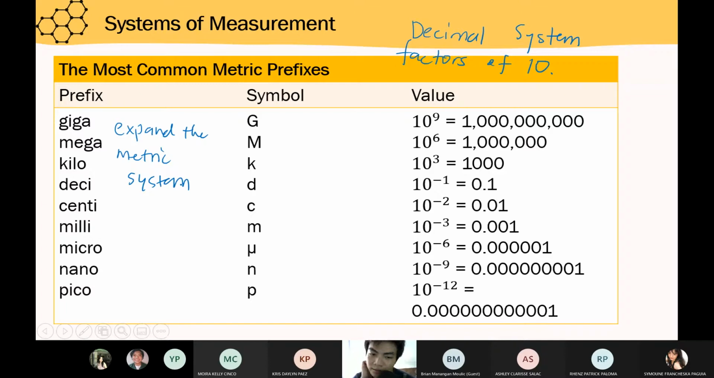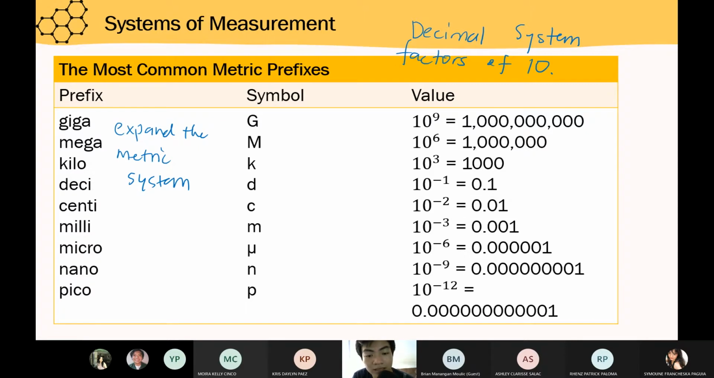Okay? Sa imperial kasi, gagamit ka pa ng ibang units of measurement. Kunwari, inches. So, pag lumalaki na, feet gamitin mo. Pag lumalaki na, yard, no? Pag lumalaki na yung yard, gawin mong miles, no? So, iba-iba yung units of measurement.